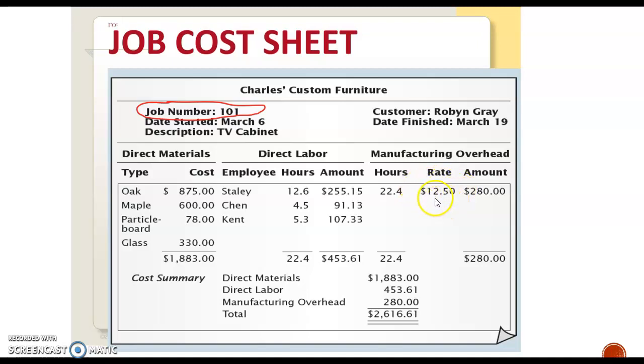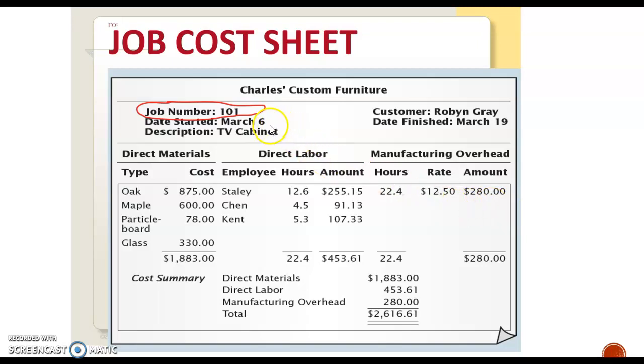Okay, so this rate of $12.50 was already calculated last fall. We're going to use it all year. And we're going to take however many direct labor hours we used this month and multiply it times our predetermined rate, and that gives us the total of overhead that we're applying to this job for this month. Then if we add more direct labor hours next month, we would have more hours times the rate, and we would have another amount added on here till we're finished with the job.